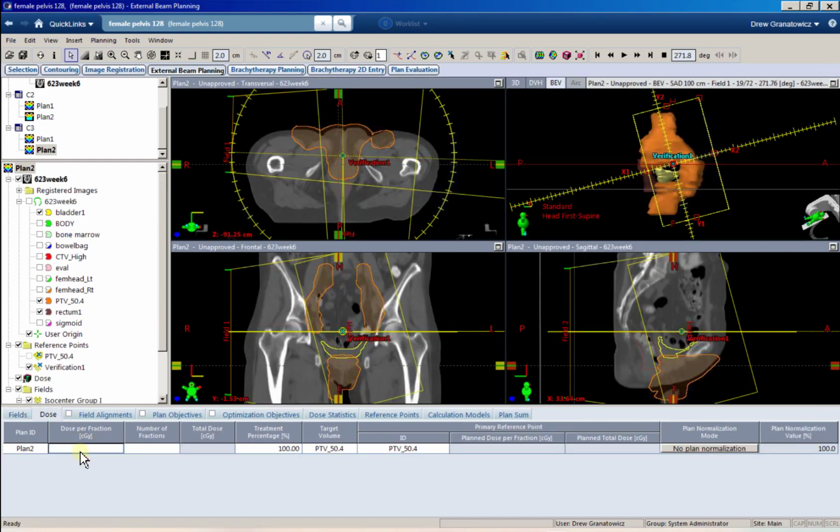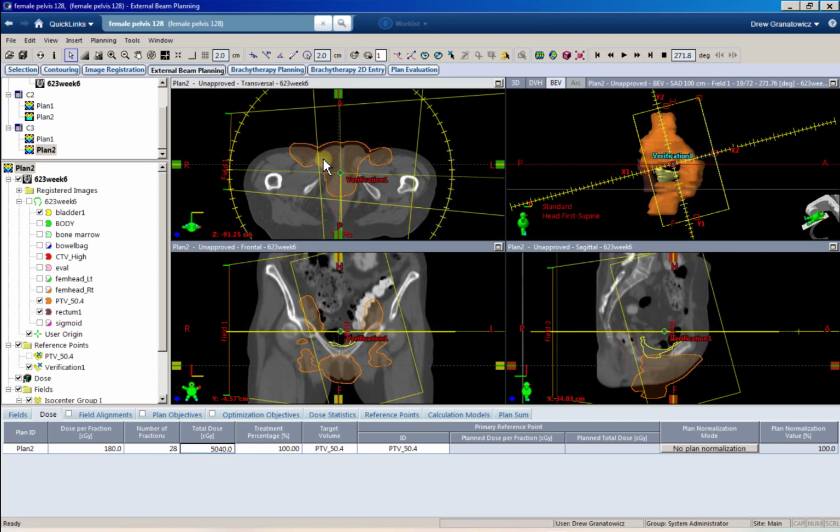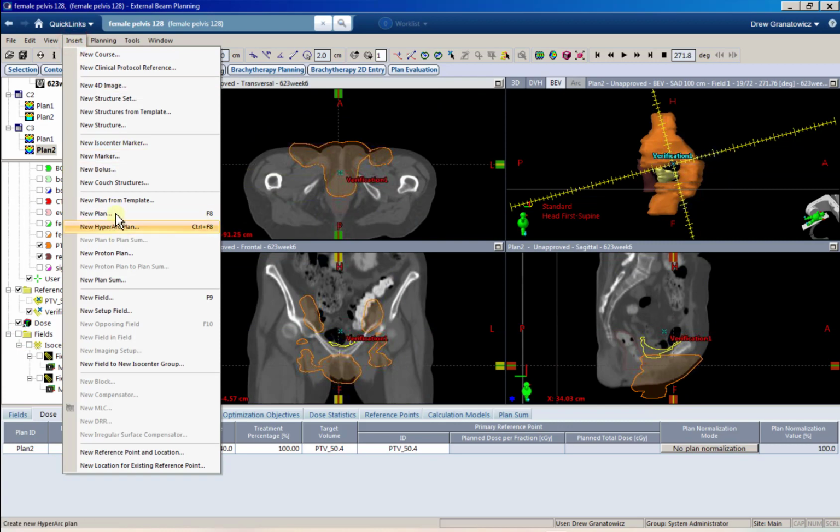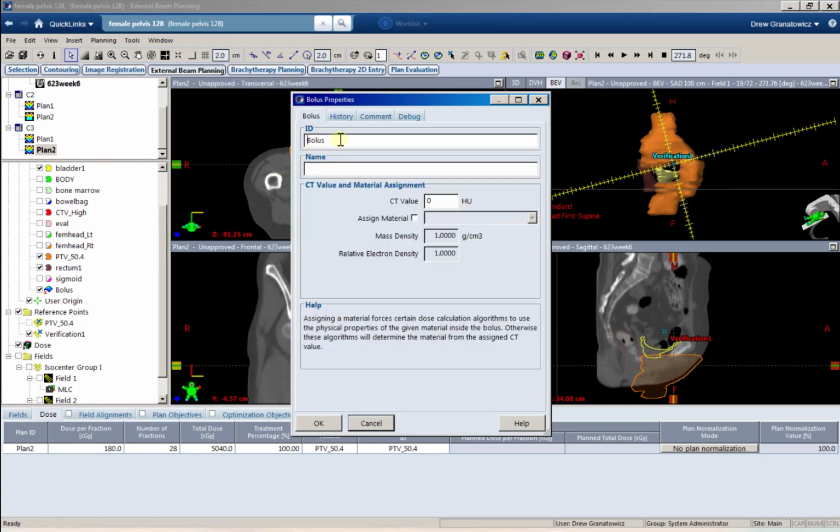Okay, our prescription is the same, 180 times 28, so 50/40. Now, before we start planning, we need to add our bolus. Okay, so I'm going to insert a new bolus.